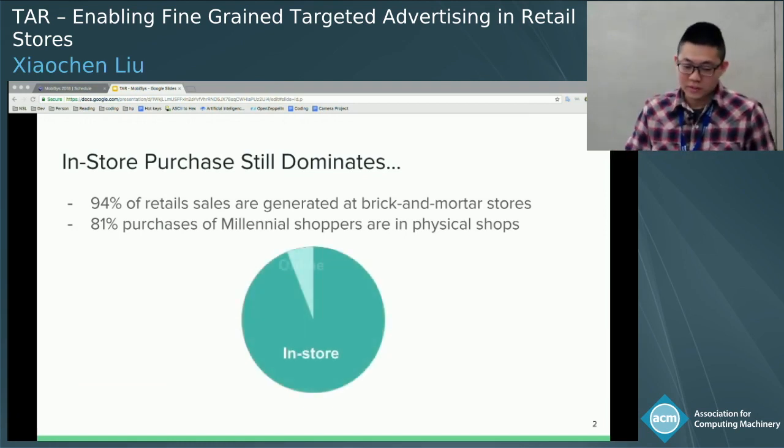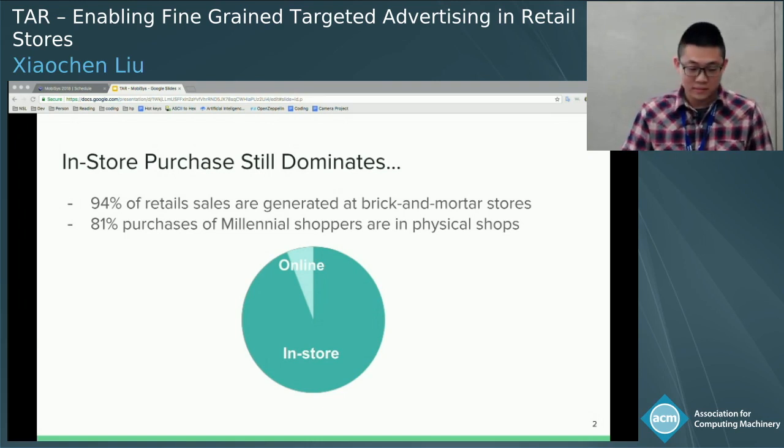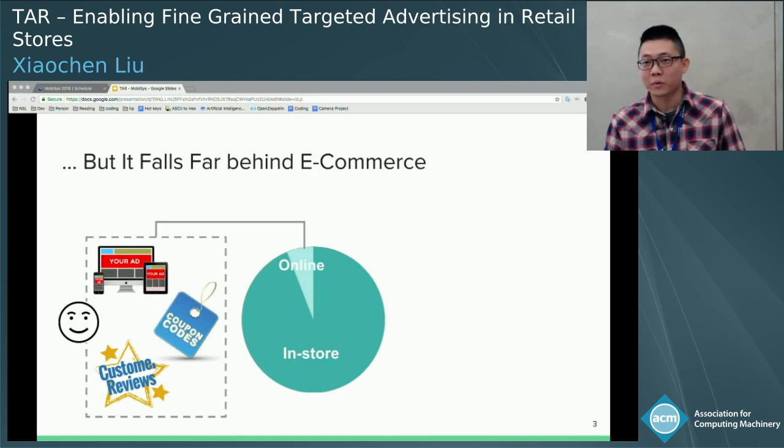So, e-commerce is very popular today. However, most of today's purchases are still made in brick-and-mortar stores. This looks amazing, but it is a fact. However, I think everyone believes that online shopping will surpass physical shopping one day because we have so many benefits like targeted ads, customer reviews, and online coupons.